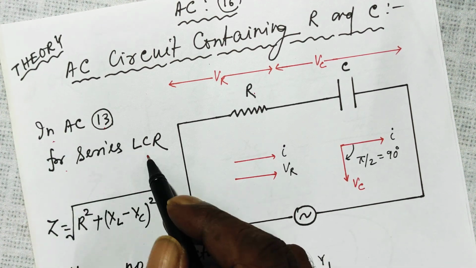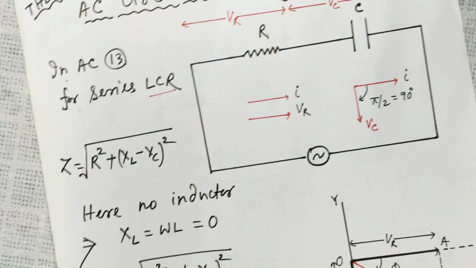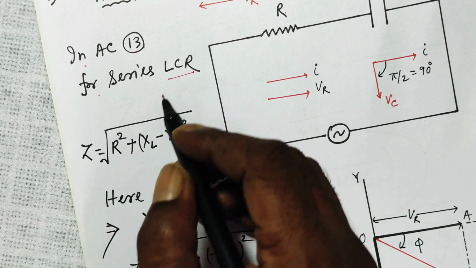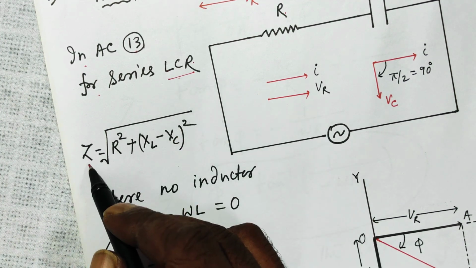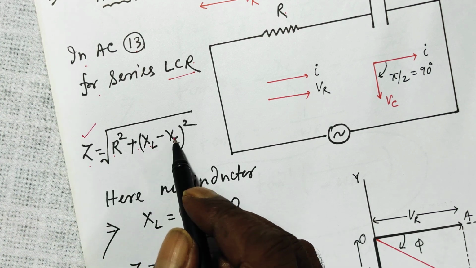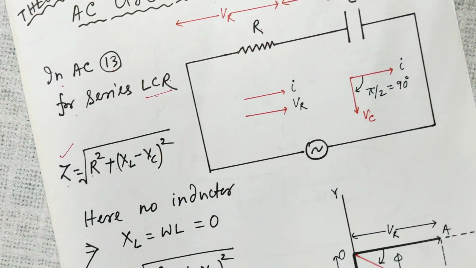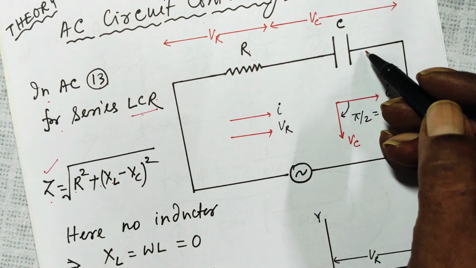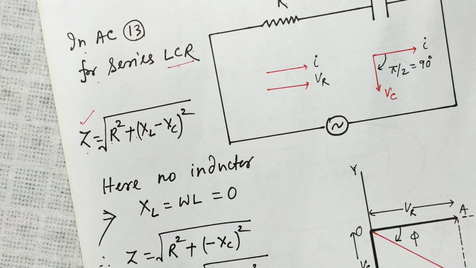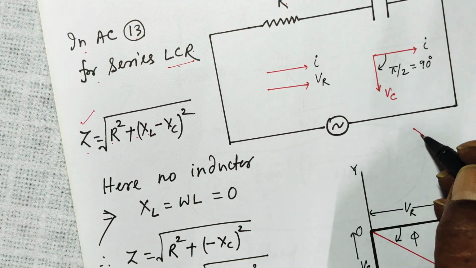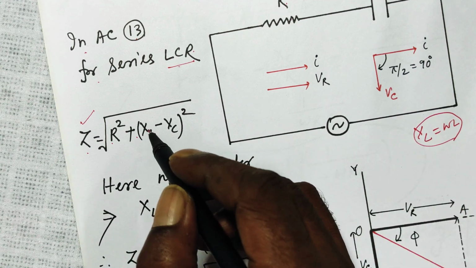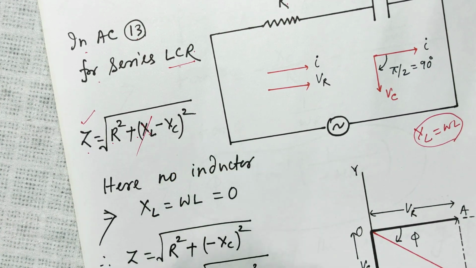In lesson 13, in the series LCR circuit, this is what we had derived. The total resistance offered by the circuit, if it has three elements LCR, called impedance, was given as the square root of R square plus (XL minus XC) square. Now since we don't have an inductor, the reactance provided by the inductor, that is XL equal to omega L, has to be eliminated from here.